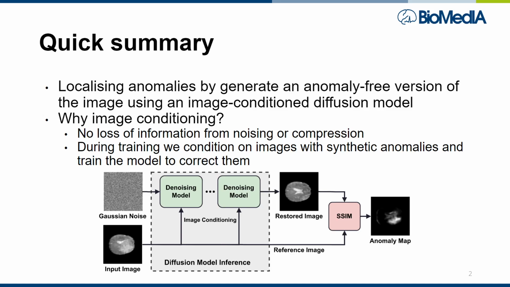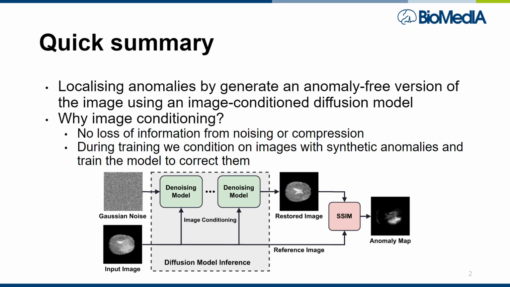We, in our method, localize anomalies by generating an anomaly-free version of an image using an image-conditioned diffusion model. Why are we using image conditioning? Well, by conditioning the diffusion model on the input image instead of noising it, we don't have any loss of information. That allows it to better attend to the healthy regions and maintain them.